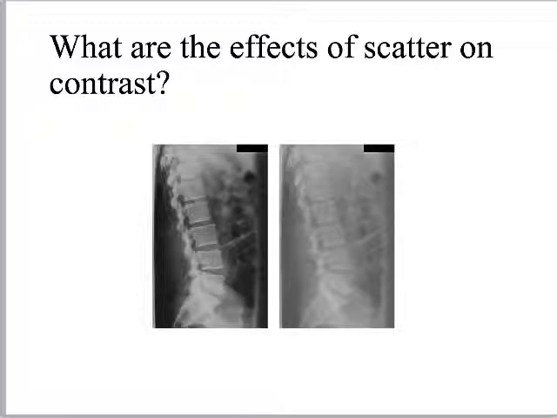What is accounting for the differences in the contrast between these two images? It is scatter, right? So if we were to take a flying leap at which one of these was potentially produced at a higher KVP, we would need to say it's the image on the right, correct? Because the higher KVP would produce more scatter.